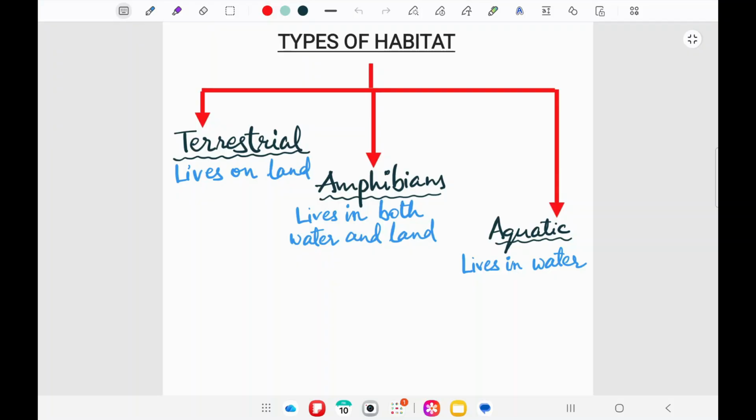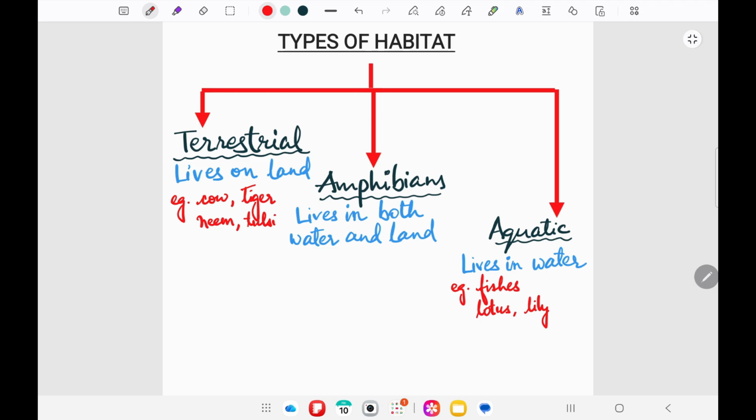So again, let us quickly recall what a habitat is. Habitat is the place where the animal or the plant is living. Those plants and animals which live on land are called terrestrial. For example, terrestrial animals can be cow, we humans, tiger, lion, etc. While terrestrial plants can be neem, tulsi, etc. Now when we talk about the aquatic animals, it can be fishes, and aquatic plants can be lotus, lily, etc.